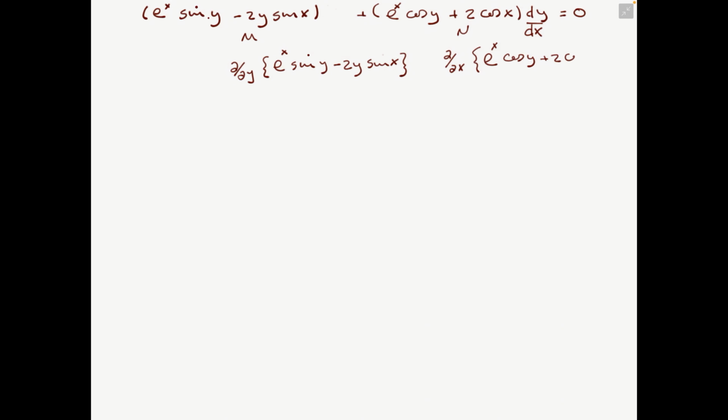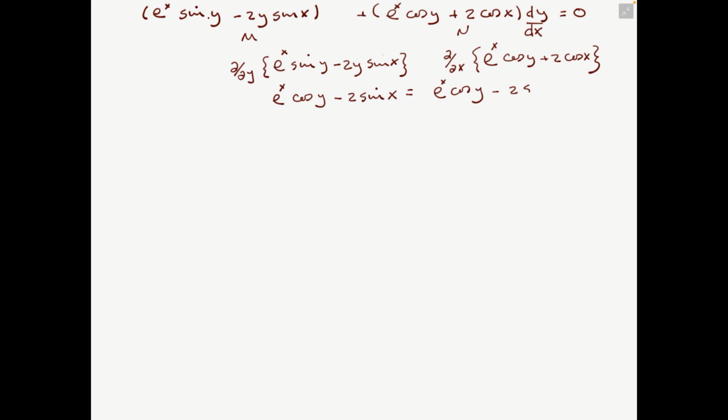Looks like we got a b in the house. Sine y minus 2y sine x. And we have dx of e to the x cosine y plus 2 cos x. And let's see what we have here.